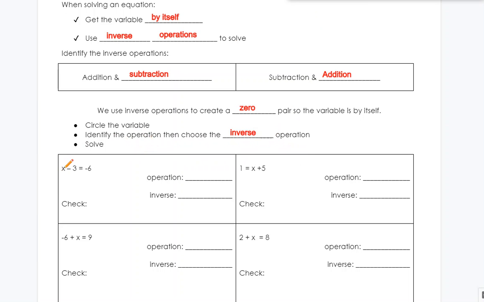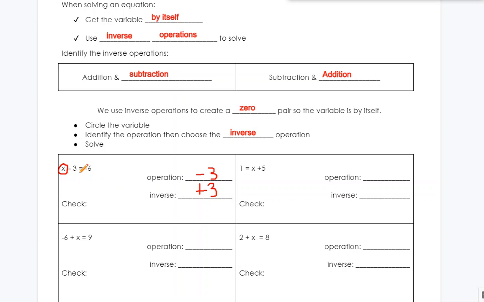All right, so I see here I have x minus 3. Well, I'm going to circle my variable. My variable here is x. All right, so what's happening to the x? Well, what's happening to the x is a minus 3, right? So what would be the inverse of that? Well, the inverse of that would be a plus 3, because the opposite or inverse of subtraction is addition.